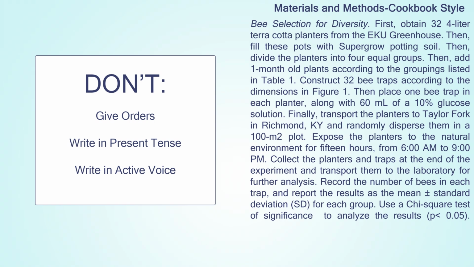Another example of the don'ts when representing the materials and methods can be seen here. The paragraph on the right demonstrates the methods written in a step-by-step process. Using this method, you can see all three forms of the don'ts. 1. Giving orders. 2. Writing in present tense. And 3. Writing in active voice.